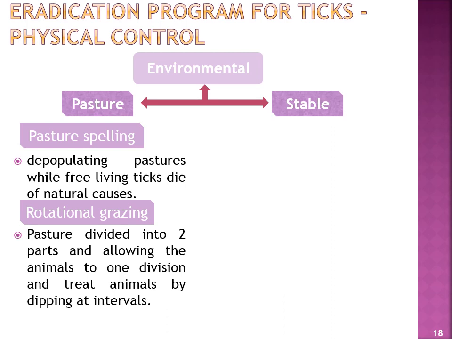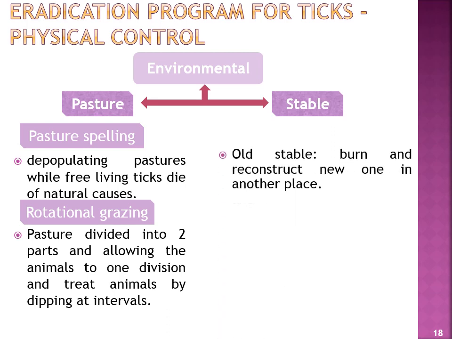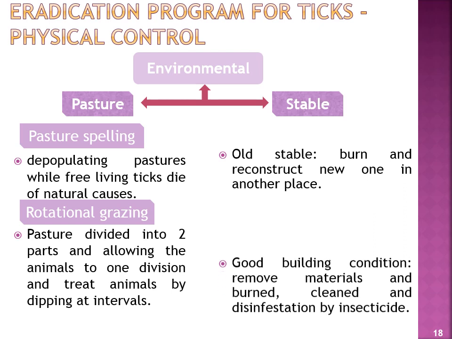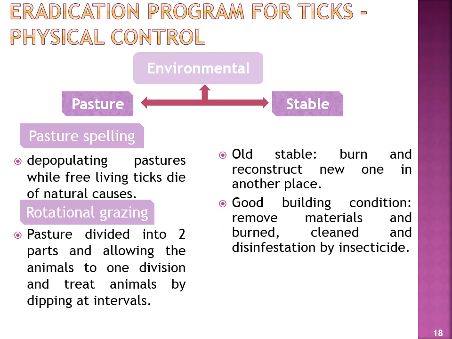If you want to control ticks in a stable, it's according to the type of stable. If the stable is an old one, you can just burn it and reconstruct a new one in another place. But if it's a good building, just remove the waste, close the crevices, and spray the building with a suitable insecticide, then allow the animal back to the building after treatment of the animal.